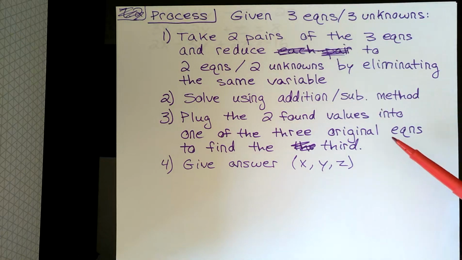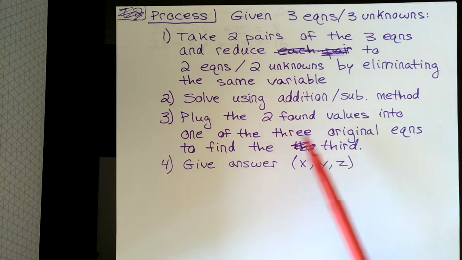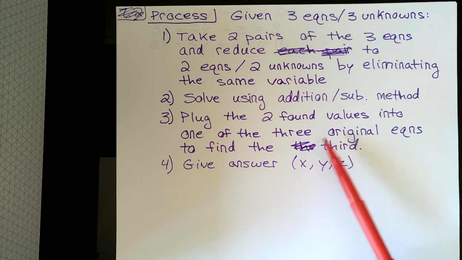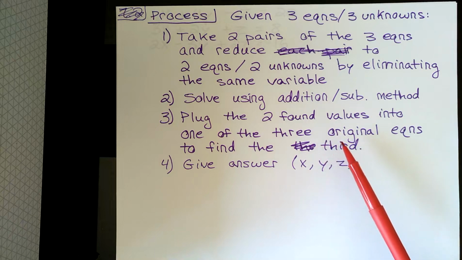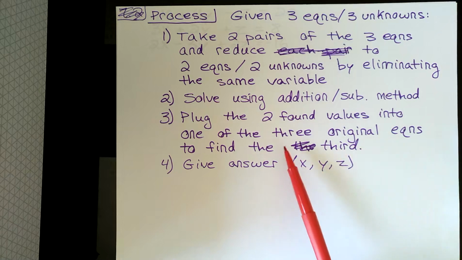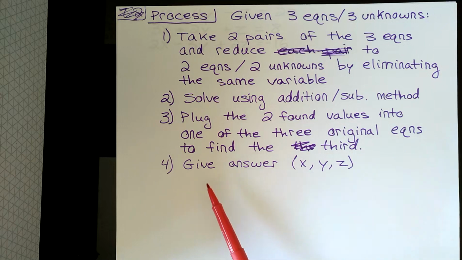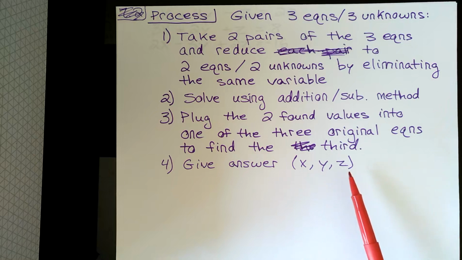And once you find the two values using the addition or substitution method, you'll now be left with just one of the original three variables to solve for, and you can find it by plugging those two values into one of the three original equations to solve for that third. And when you get it, you give your answer in the form x, y, z, in parentheses.